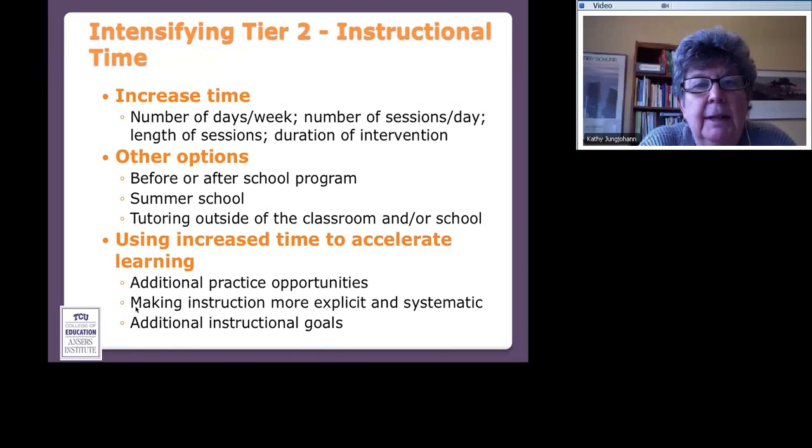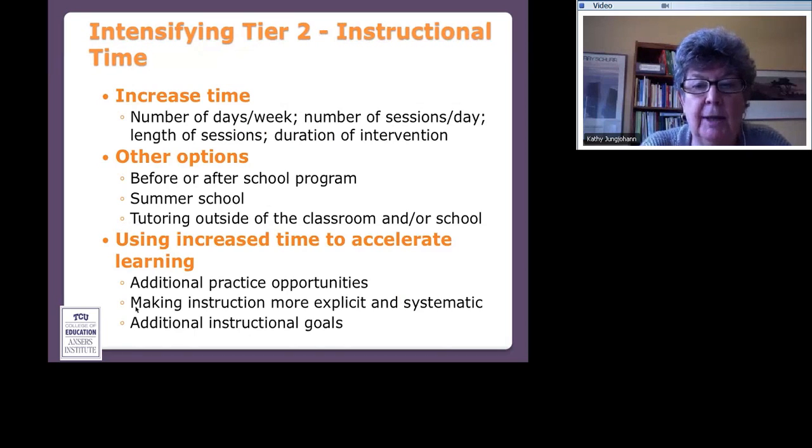So we can increase the amount of time by increasing the number of days per week, the number of sessions per day, the length of the session, or the duration of the intervention. And those are a lot of options there. In addition, some schools use before and after school programs. At the end of the school year, students still in Tier 2 or 3 may benefit from summer school instruction, or some schools have utilized tutoring either outside of the classroom or outside of the school as a way to increase instructional time.